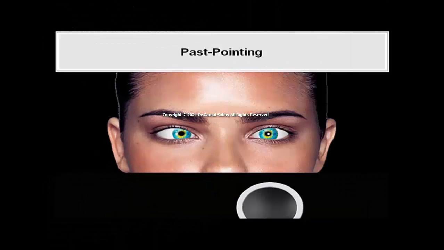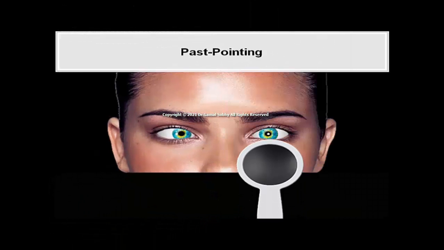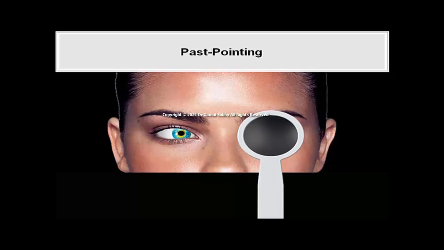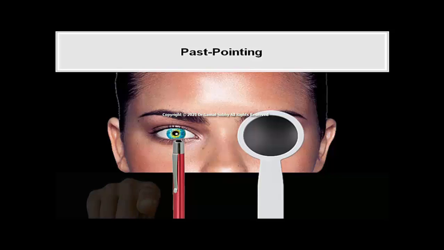If the patient is asked to point to an object in the field of action of the paralyzed muscle while the sound eye is covered, his finger will point beyond the object toward the field of action of the paralyzed muscle, as in right lateral rectus muscle paralysis. This test is termed past pointing.